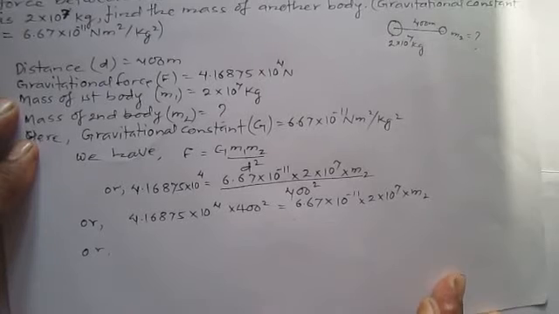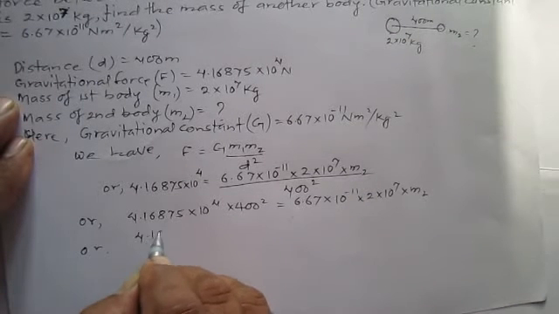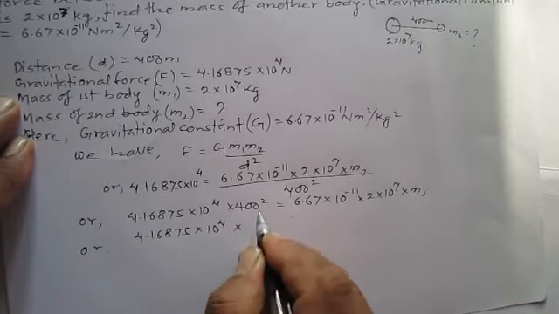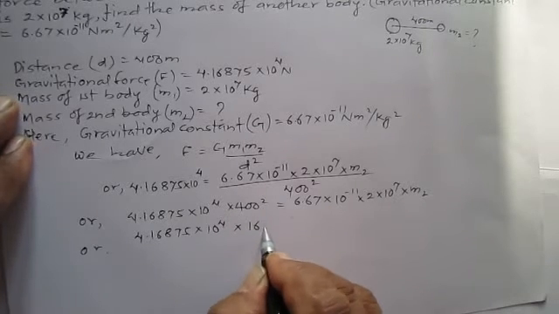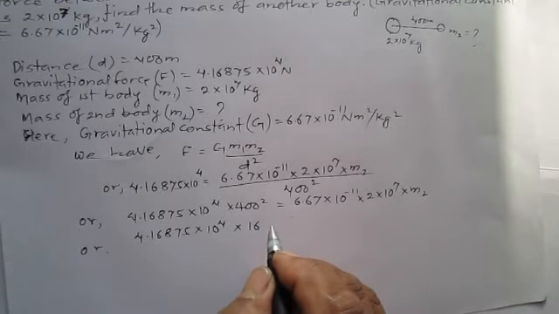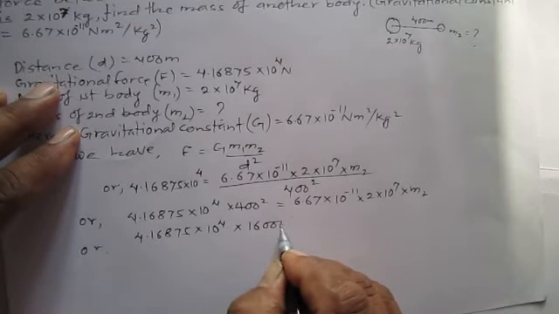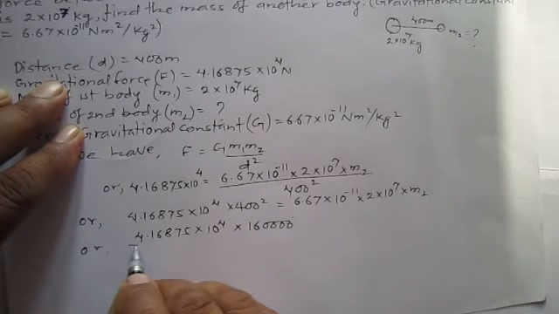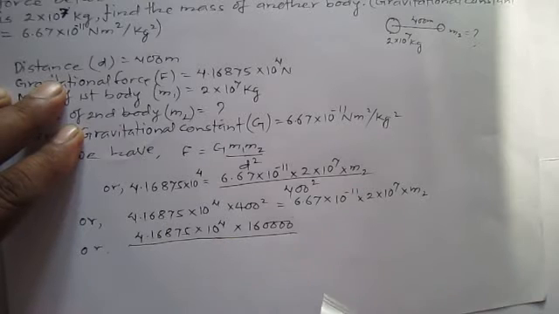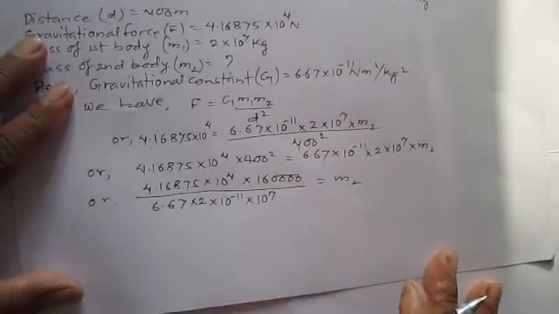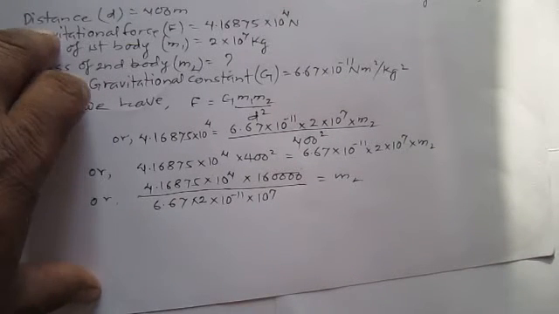Now M2 is taken to the same side. If it is written on the same side, then 4.16875 into 10 to the power 4 into 4 4s are 16 and how many zeros do we have to write? If there are 2 zeros, then in the solution 2 zeros squared becomes 4 zeros, and that's why we have to write 16 having 4 zeros. Now 6.67 into 2 into 10 to the power minus 11 into 10 to the power 7, this is equal to M2. Now I want to multiply these values.